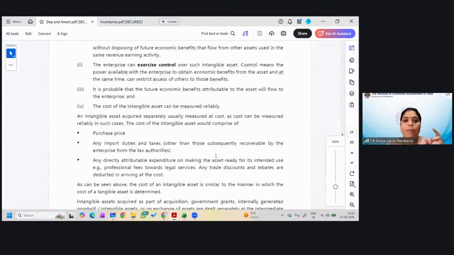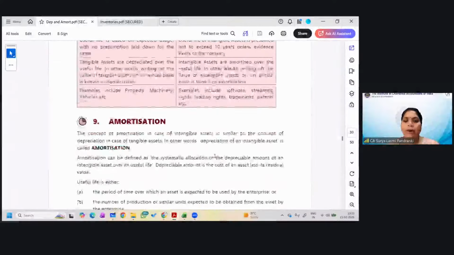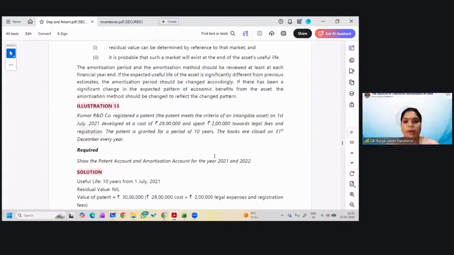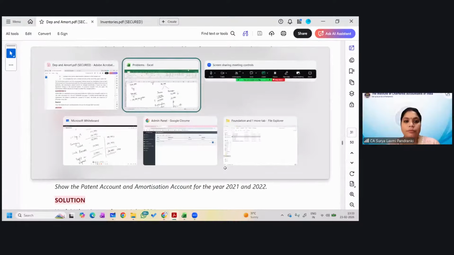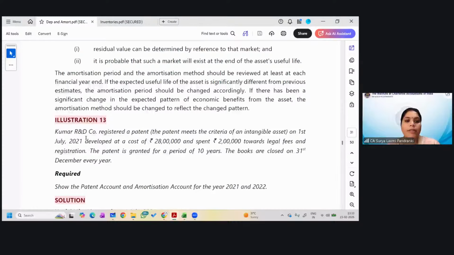Now there is a small part. Yesterday we have already discussed what is an intangible asset and what is amortization and all. Not going back there, we'll do a problem. Okay, look at this question. Kumar R&D has a registered patent. The patent meets the criteria of the intangible asset. So when it is meeting the criteria, you can record that particular intangible asset into your books of accounts.